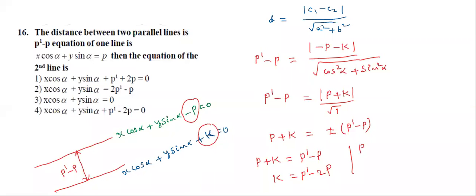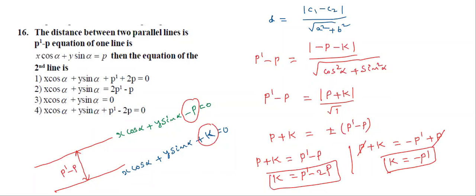See, p plus k, that is equal to minus p dash plus p. P cancel. What we get? K value minus p dash. So we got 2 k values. These values substitute in this straight line. So finally, what is the answer, students?